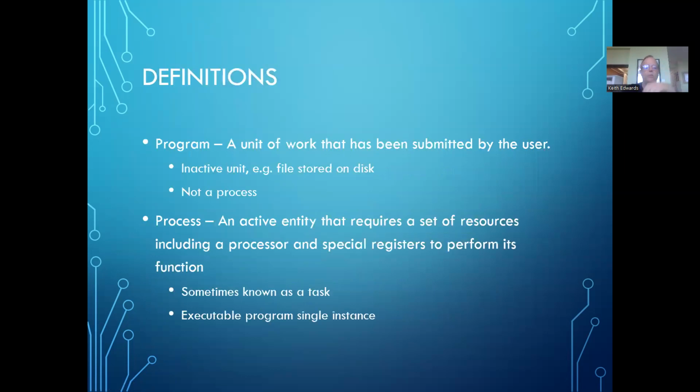understanding how this works. The first one is a program, and that's a unit of work that's been submitted by the user. Now, this is an inactive unit, for example, a file stored on disk, and it's not a process. A process is different. It's an active entity that requires a set of resources, including the processor and special registers, in order to perform its functions. Sometimes this is known as a task, but it's an executable program single instance.